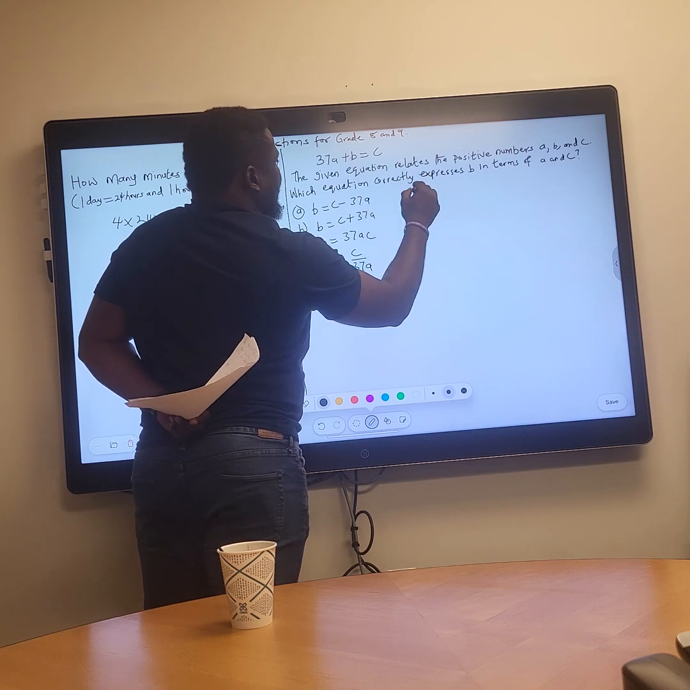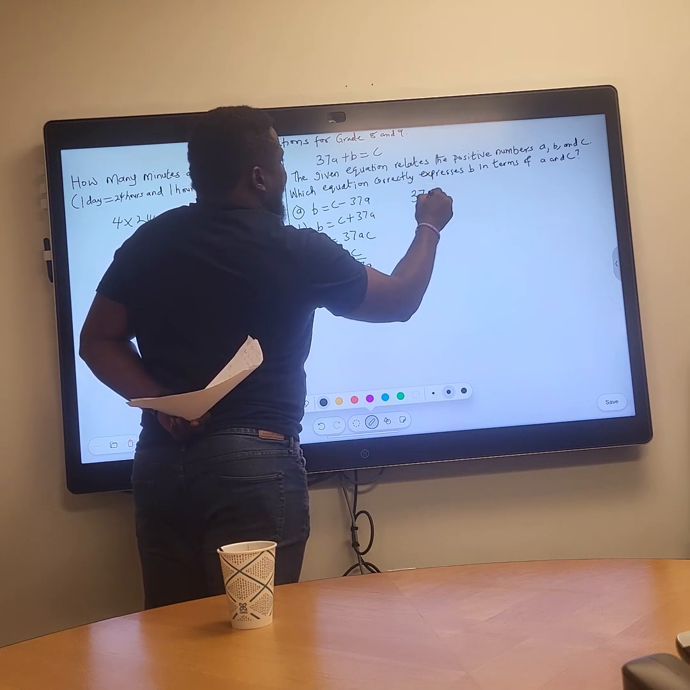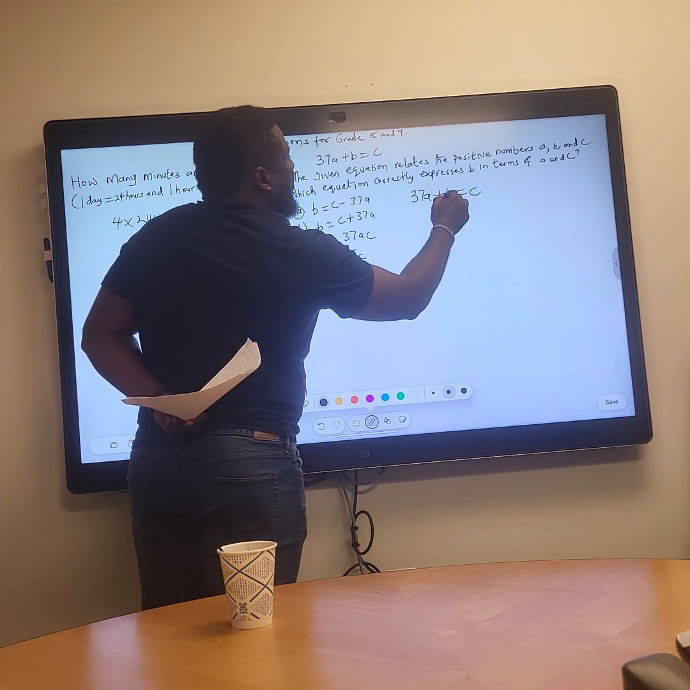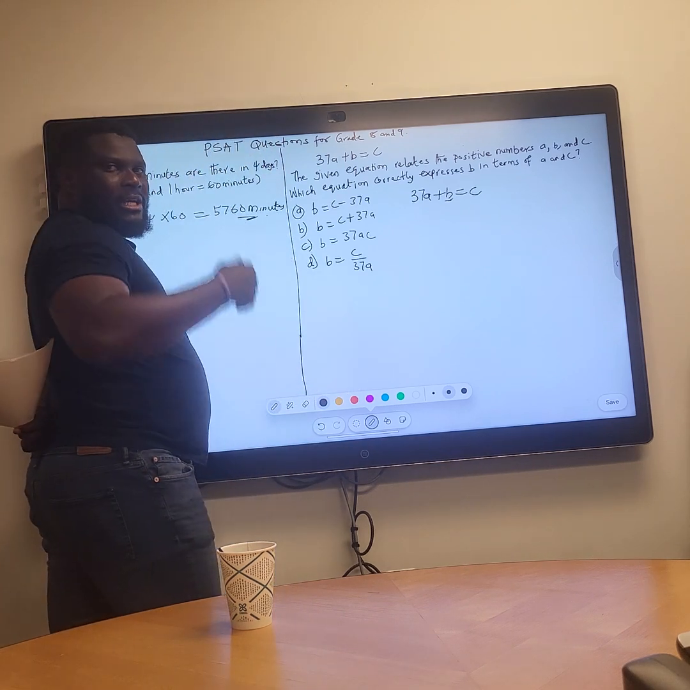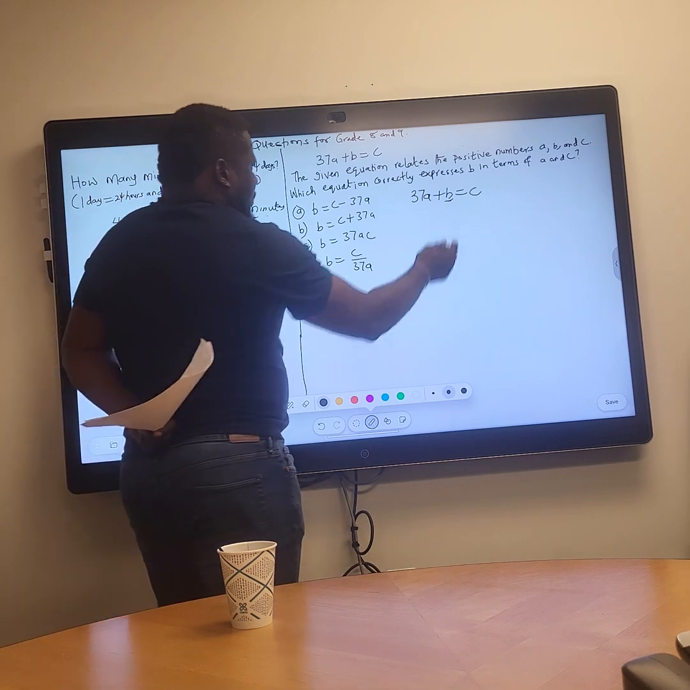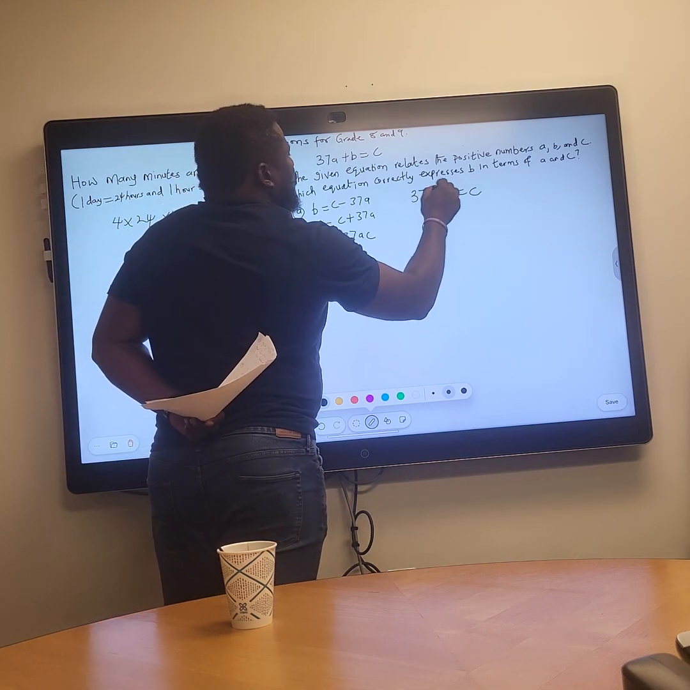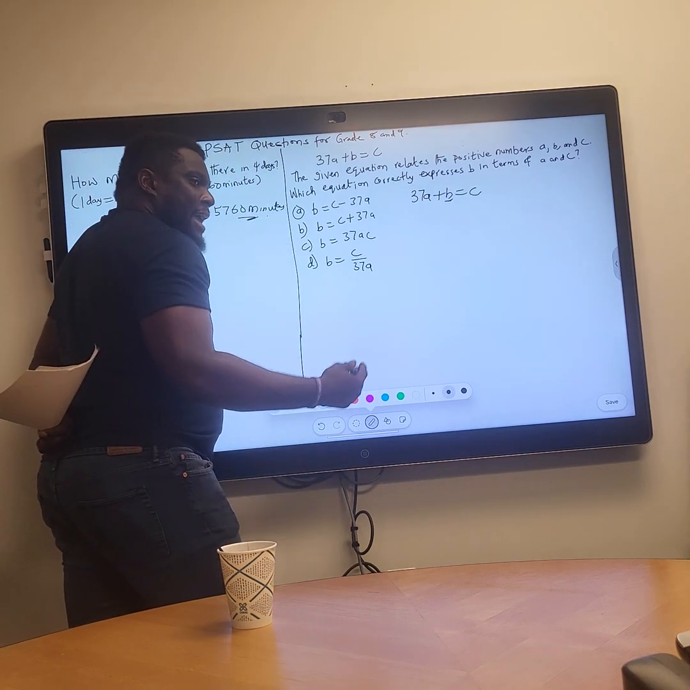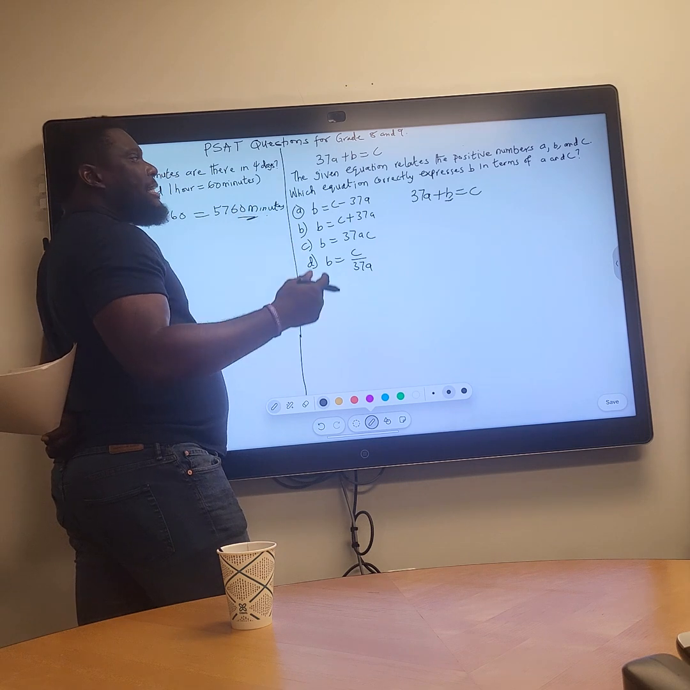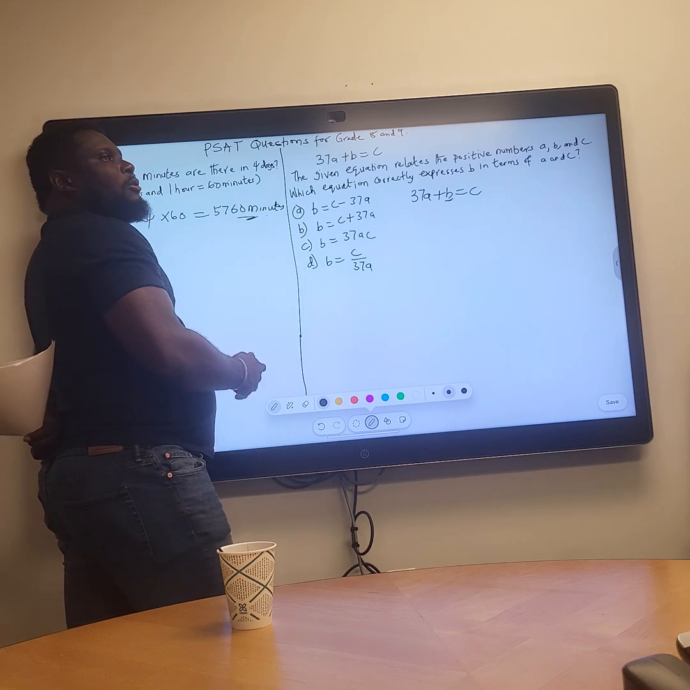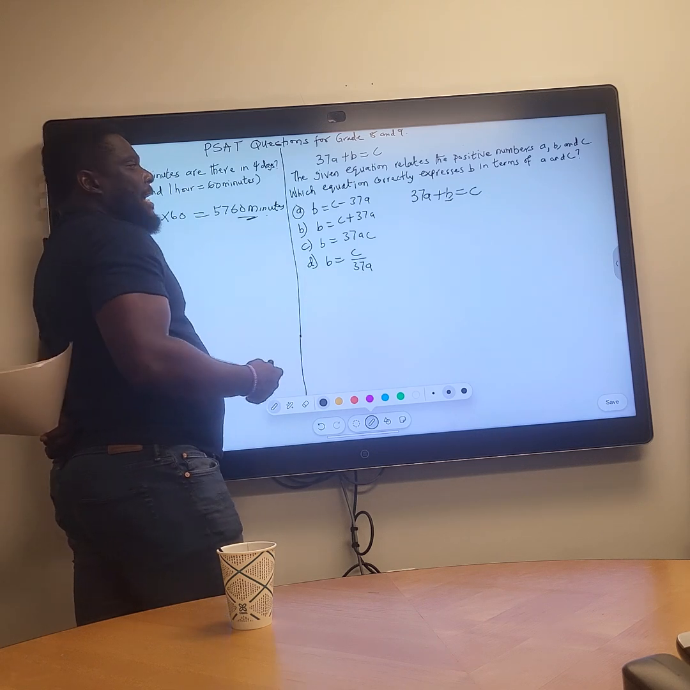Let's write the question again. We have 37a plus b equals c. This is what we are looking for: we want to make b the subject of the formula. So what can you do? That means you have to take anything you see, a and c have to be on one side, and b must be alone on the other side.